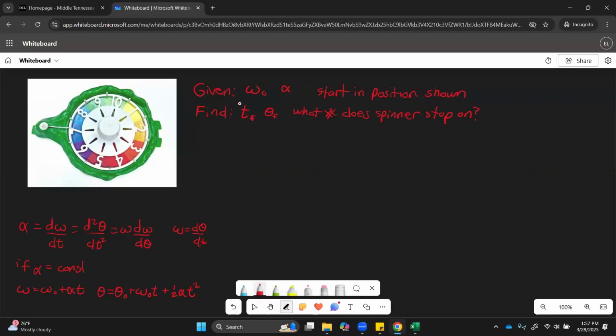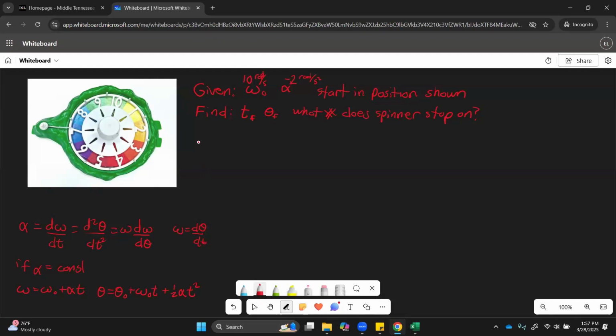Okay, so a couple of values we need to have here. Let's say omega initial starts at 10 radians per second, and then alpha is -2 radians per second squared.